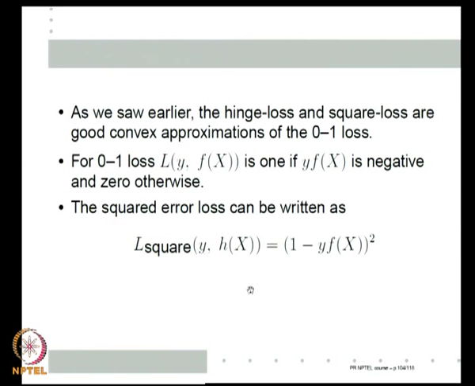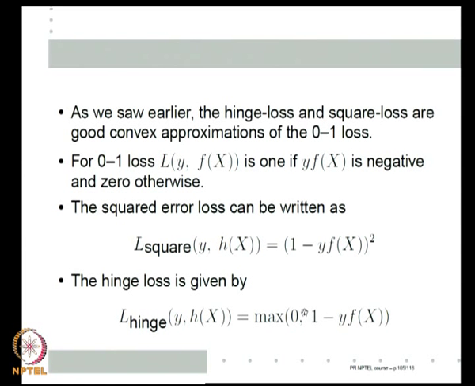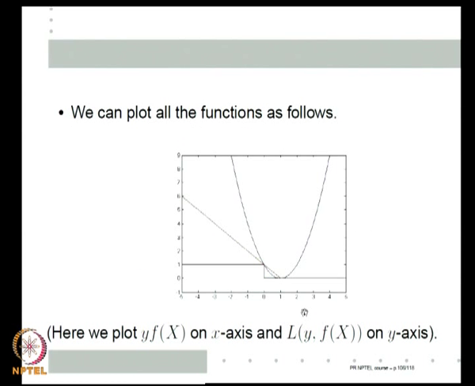As we already saw, the square error loss can be written like this, because when y is 1, it is (1 minus f(x)) whole squared, and when y is minus 1, it is (minus 1 minus f(x)) whole squared, which is the same as (1 plus f(x)) whole squared. So, this is the square loss function. This, as we have seen, is the hinge loss. We can plot all this.